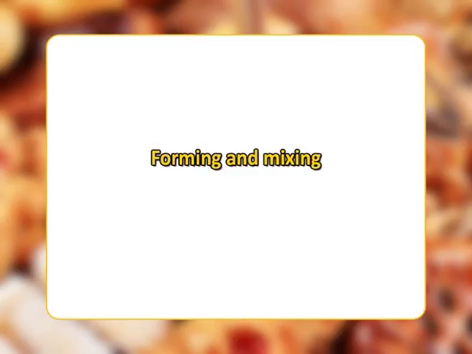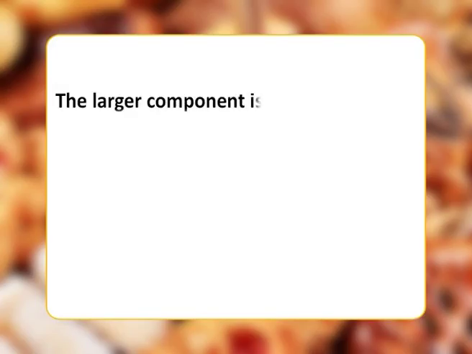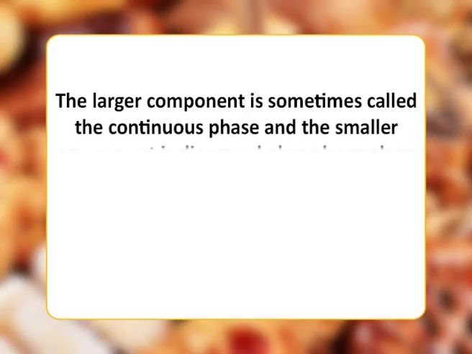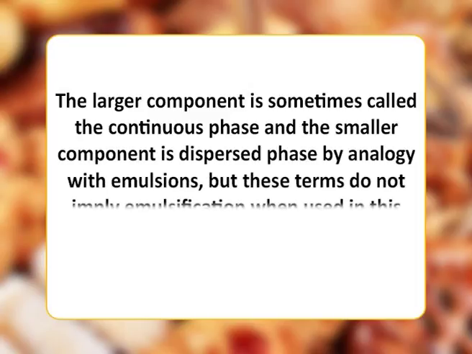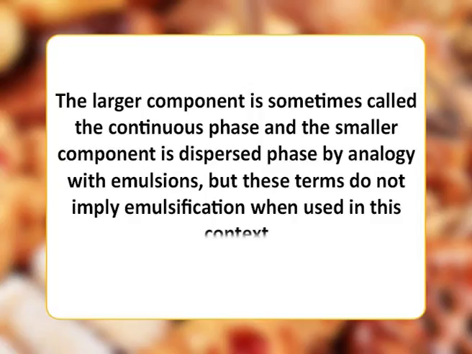Number 6 is forming and mixing. Mixing or blending is a unit operation in which a uniform mixture is obtained from two or more components by dispersing one within the other. The larger component is sometimes called the continuous phase and the smaller component the dispersed phase by analogy with emulsions, but these terms do not imply emulsification when used in this context.